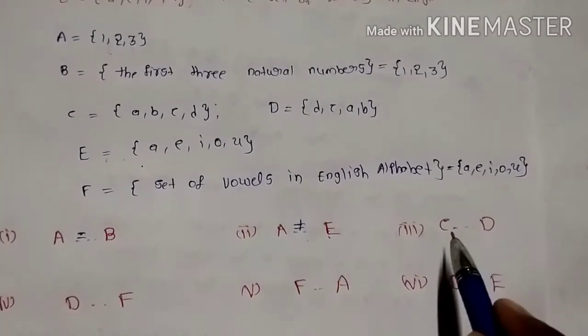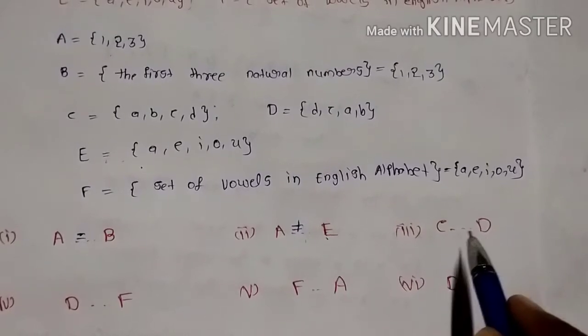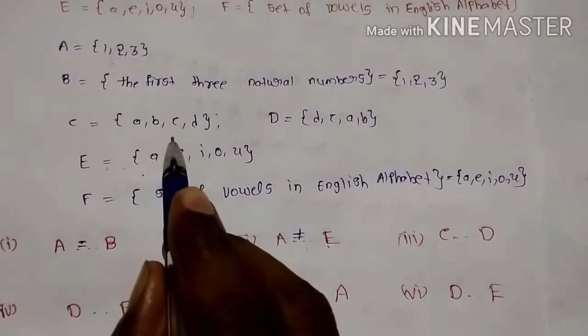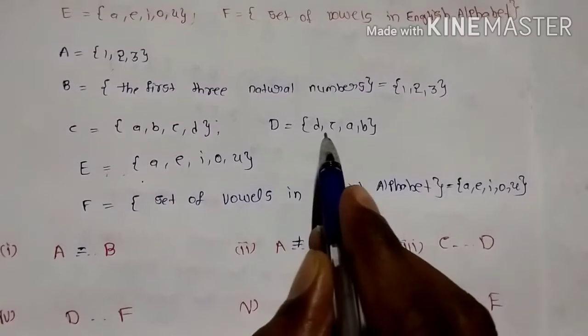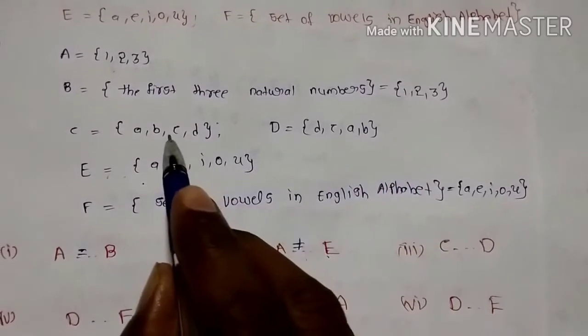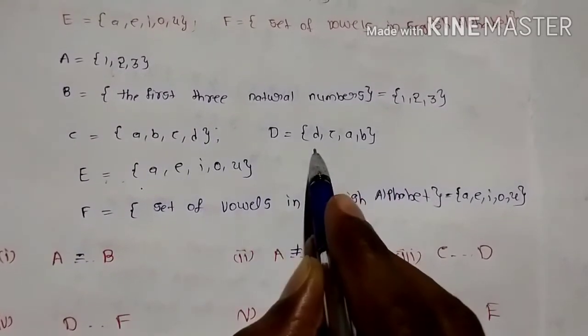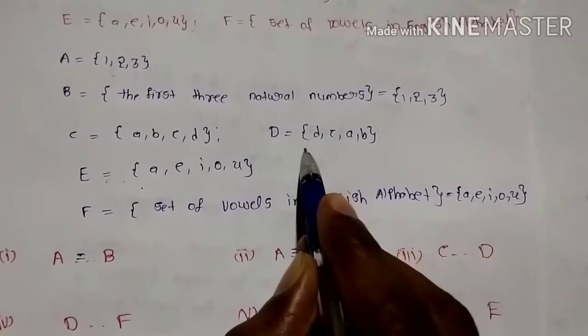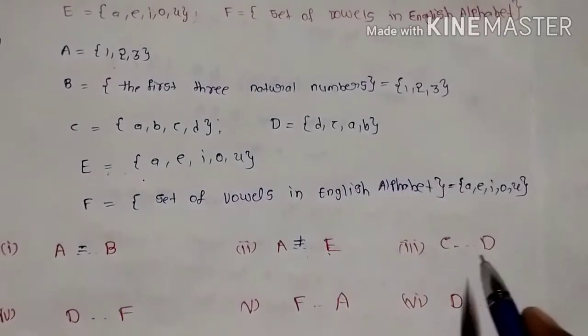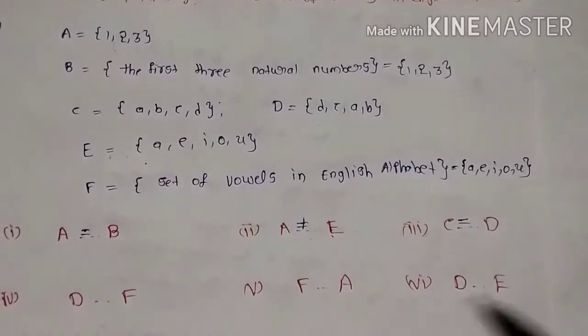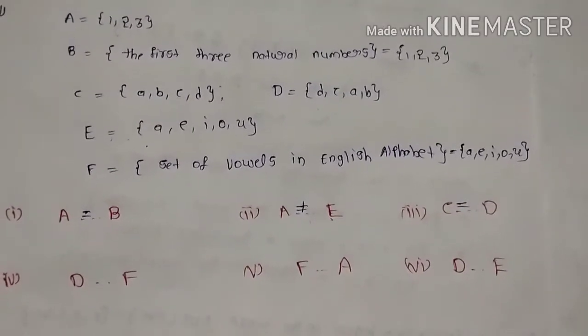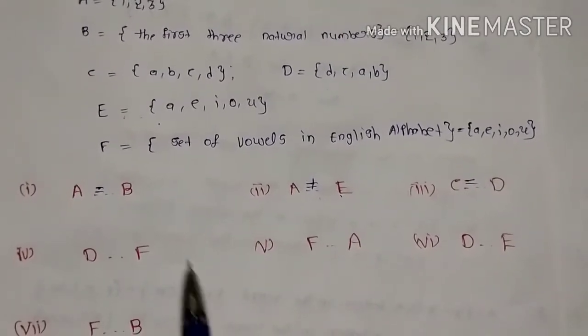In a similar way, C = D or C ≠ D. C means {a, b, c, d}, and D means {d, c, a, b}. Observe: all the elements of C are in set D, yes. All the elements of D are in set C, yes. So you can write C = D. Just observe the sets and compare them.